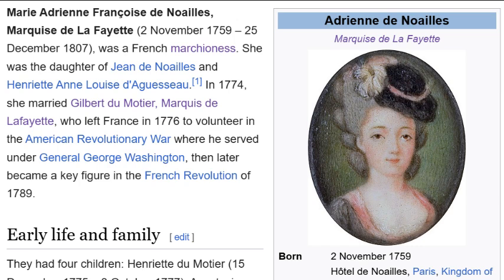So here we have Mary Adrienne Francois de Noail, Marquis de Lafayette. Marquis, we've just established, means mark bearer. Was a French marchioness. She was the daughter of Jean de Noail and Henriette Anne Louise de Agoussou. In 1774, she married Gilbert du Montier, Marquis de Lafayette. Again, Marquis is bearer of the mark of the estate, who left France in 1776 to volunteer in the American Revolutionary War, where he served under General George Washington, then later became a key figure in the French Revolution in 1789.